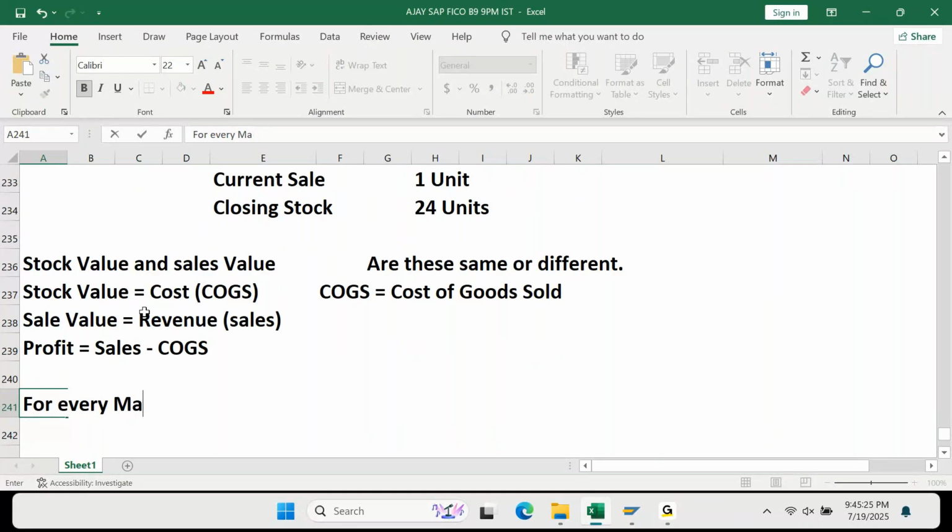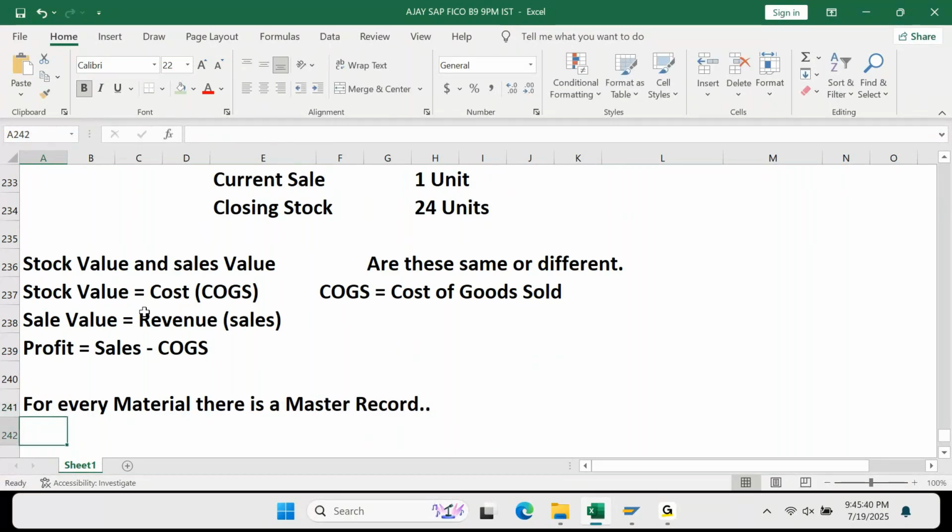For every material, there is a master record. Am I right? When I say for every material there is a master record, what do I mean? Now, if you go to any shop, nobody will tell you the price orally, right? They simply take the product you wanted to purchase. On that product there is a barcode. They'll simply put a scanner to the barcode. It will display the selling price. Am I right?